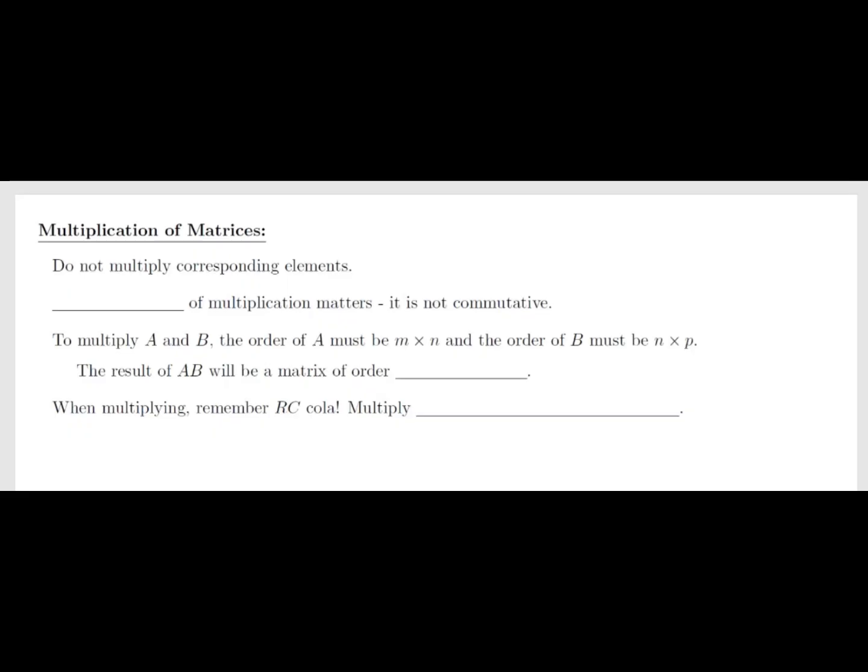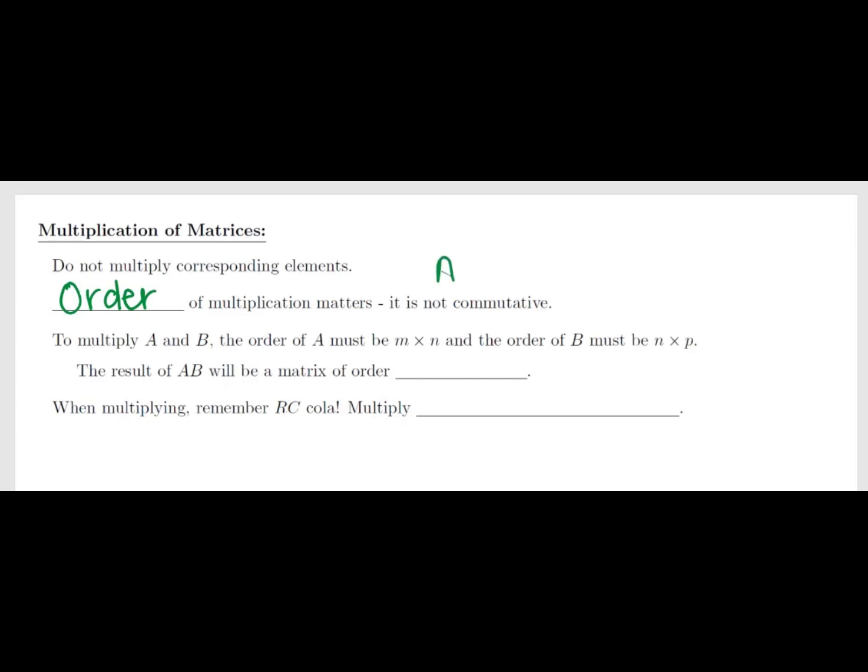All right, so let's work on our multiplication of matrices. We're not going to multiply the corresponding elements. And remember, corresponding elements just means that it's in the same place in each of the matrices. And you need to remember that order of multiplication matters for matrices. It's not commutative. So with our numbers, we know that 3 times 4 is the same thing as 4 times 3. Both of them get us 12.